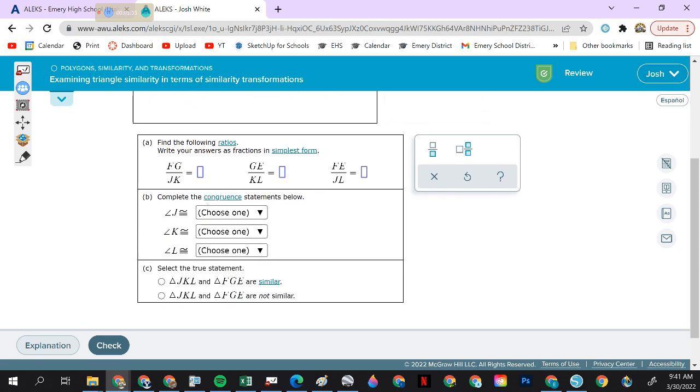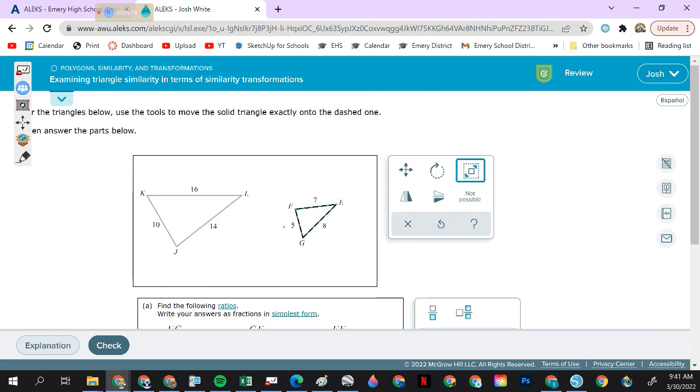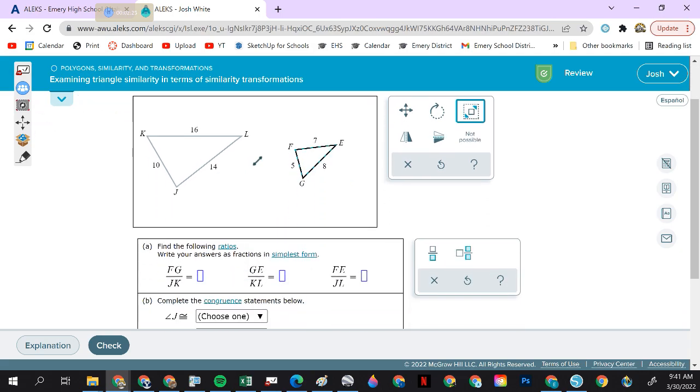Okay. Complete the congruent statements. Angle J is congruent to, so which one is J going to be congruent to? F, E, or G? It's going to be F. So the biggest angle is congruent to the biggest angle, and the smallest angle will be congruent to the smallest angle, and then the middle one to the middle one.